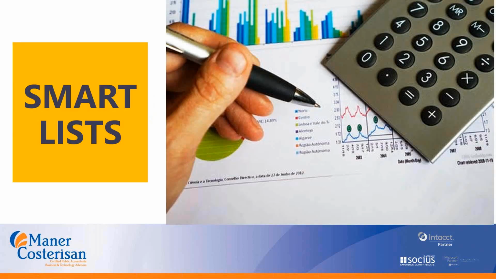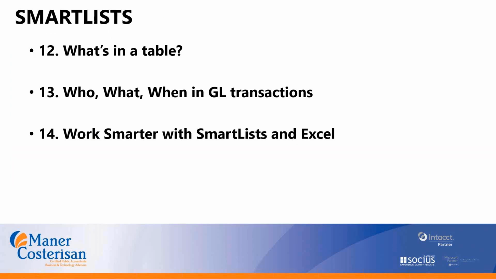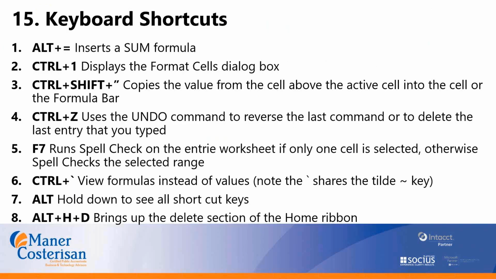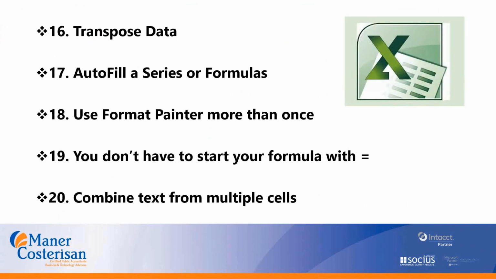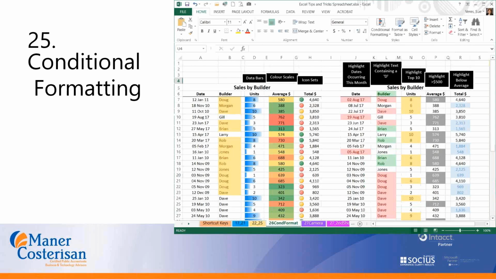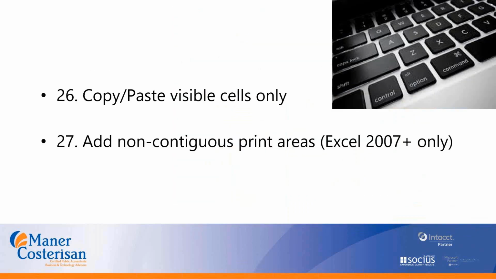And then in smart list, and there's several things in the smart list that we're going to show you, hopefully to save you some time. Then we're going to move into Excel, and we're going to do some keyboard shortcuts, and then several other things that hopefully will help you once you get into Excel. There's a couple more. We're going to look at conditional formatting. We're going to take just a little bit more time on this. And then we're going to end up with areas where you can copy, paste, and do some printing.